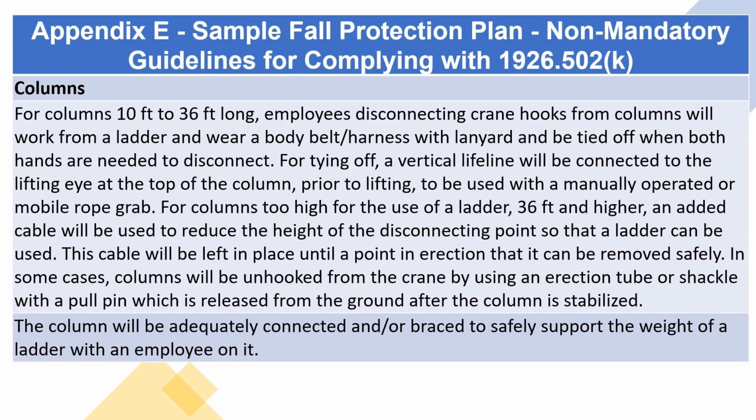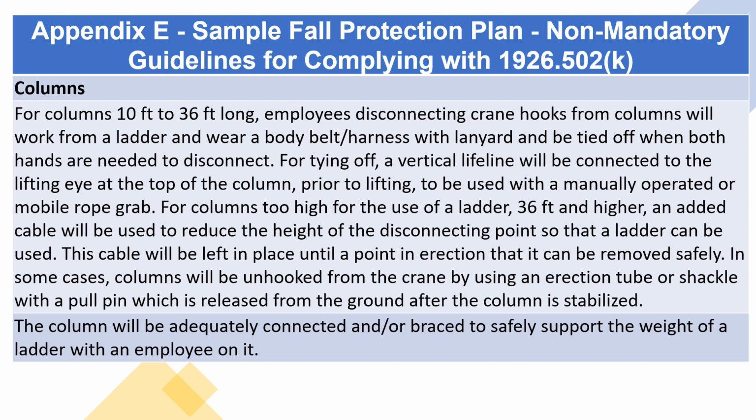Columns. For columns 10 feet to 36 feet long, employees disconnecting crane hooks from columns will work from a ladder and wear a body belt/harness with lanyard and be tied off when both hands are needed to disconnect. For tying off, a vertical lifeline will be connected to the lifting eye at the top of the column, prior to lifting, to be used with a manually operated or mobile rope grab.